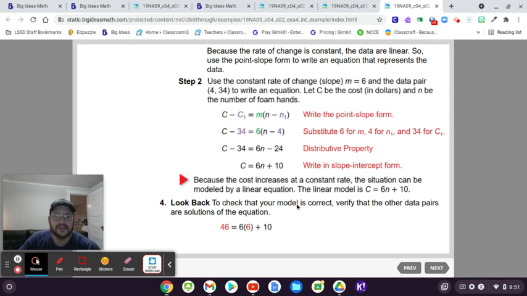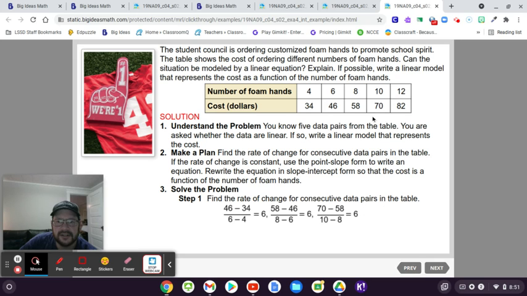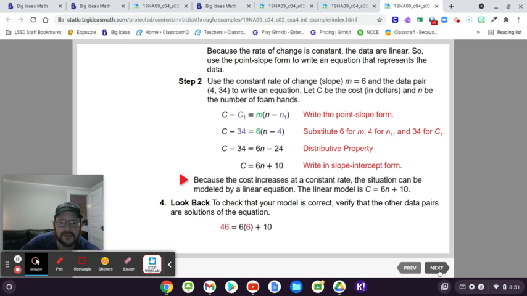So if it wants to know, what does it want to know? Was there an actual question, or was it just, is there a linear equation? Yeah, there's no actual question here, but sometimes it'll say, if you buy 20 foam hands, what's the cost in dollars? Which you would use your equation for. Or it would say, how many foam hands would you need to sell to earn this many dollars?